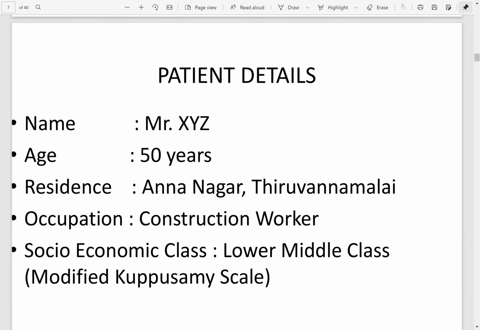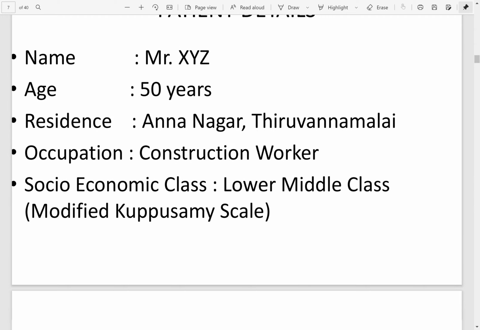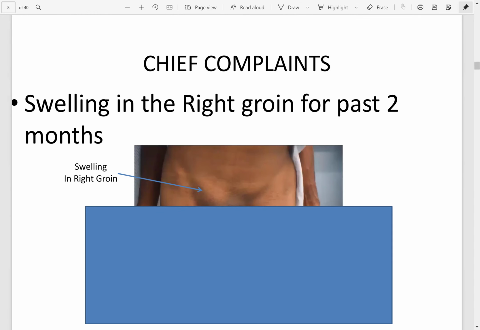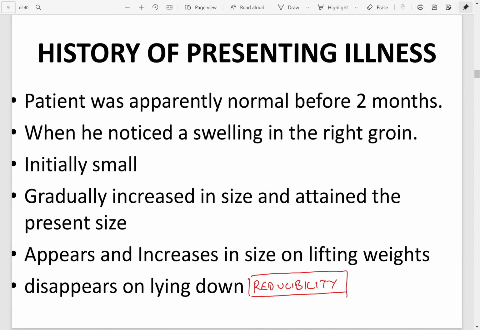So as usual, you start off with the personal details of the patient, the name, age, residence, occupation, socio-economic class, the basic things, and then chief complaint. So the patient can come to the OPD with either complaint of swelling or swelling with pain. So these are the most common chief complaints for a case of inguinal hernia. So this is how it will look. So history of presenting illness, the swelling will be progressive in nature. So it gradually increased in size and attained the present size.